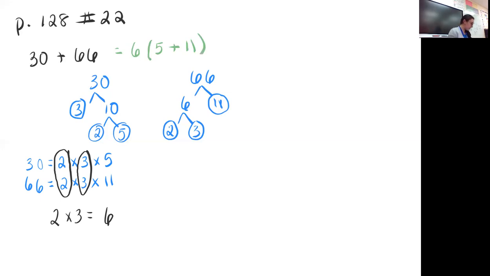All right. Then I'm going to rewrite this over here. That way I can add what's inside my parentheses. I'm going to add 5 plus 11 to get me 16. And then 16 times 6 gets me 96. So like I said at the beginning, we know that 30 plus 66 gets me 96. We're just using what we've done with the greatest common factor and then incorporating the distributive property.